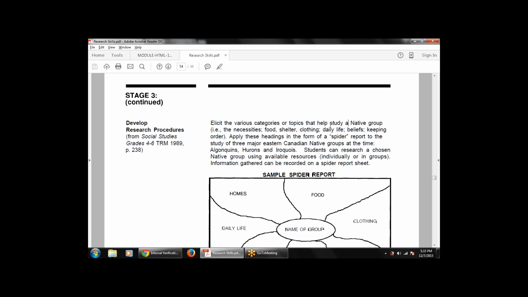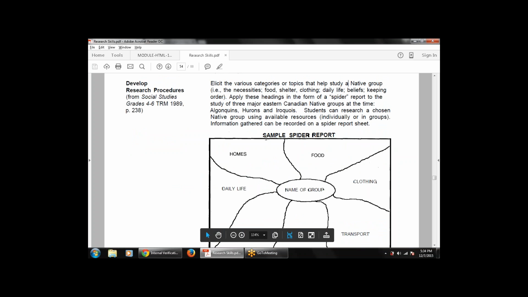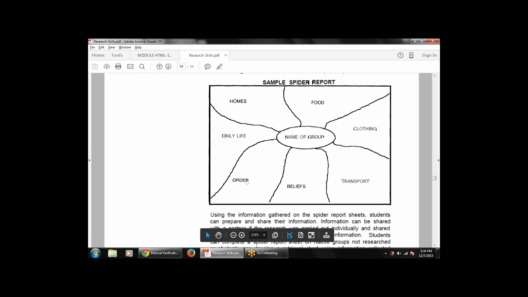The research may be carried out individually or in a group. And the information gathered can be recorded on a spider report sheet. So information is recorded on a spider sheet. This is the sample spider report. These are the names of the groups, like food, clothing, home, daily life, order, beliefs, transport.